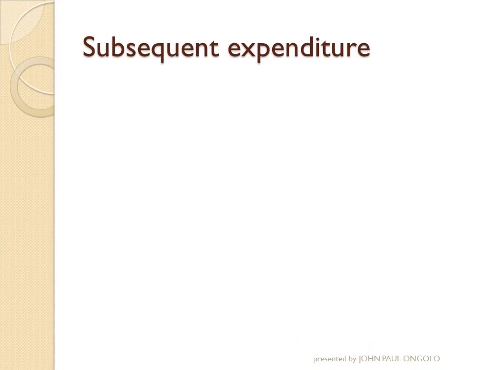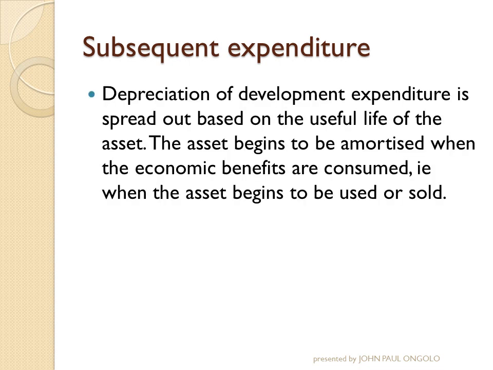After initially recognizing the intangible asset in our financial statements, we need to know how to subsequently recognize the intangible asset, in this case the development expenditure, in our financial statements. And this will be the amortization of the development expenditure, which is spread out based on the useful life of the intangible assets. This asset begins to be amortized when the economic benefits are consumed. It means when the asset begins to be used or sold.